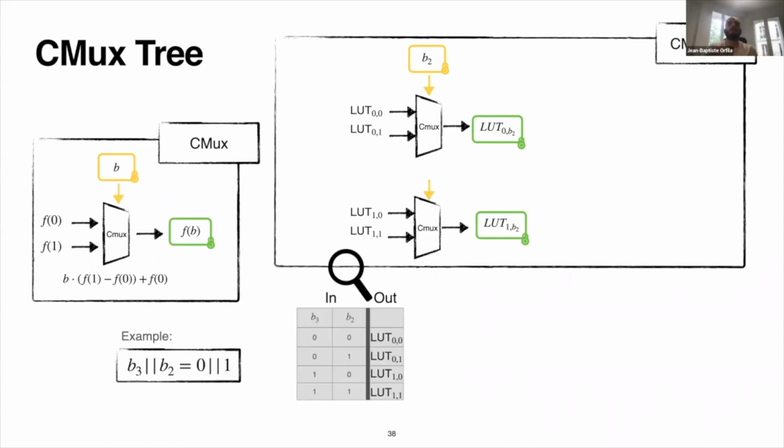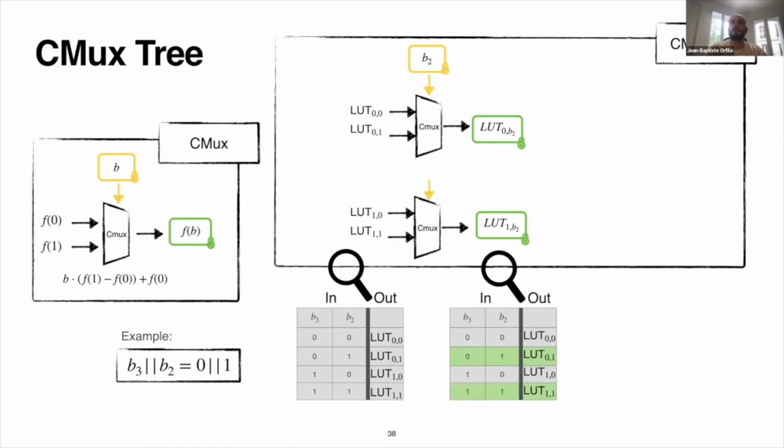So if we go back to our previous example with the 2 bits, let's say, for instance, that B3 is equal to 0 and B2 is equal to 1, we start by evaluating the CMUX operation over the encrypted bit B2. We give the LUTs as input. The output will be the correct LUT, meaning that this gives us the LUT of 0 B2 for the first CMUX, and the LUT of 1 B2 for the second CMUX. So this is only dependent on B2. If we look at the lookup table, this means in fact that we are just choosing 2 rows among the whole array representing the lookup table.